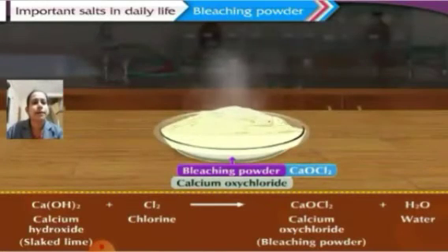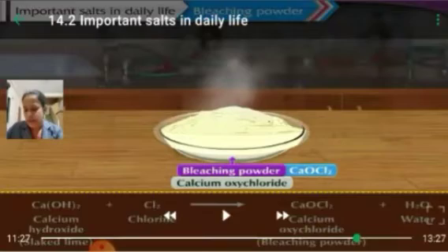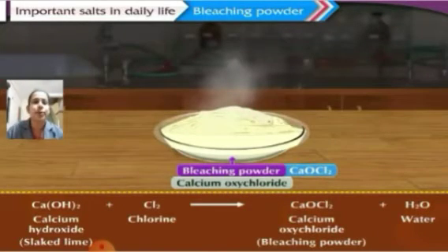You can see that calcium hydroxide can also be treated with chlorine gas. Now suppose we want to form bleaching powder, how can we prepare it industrially? For that you will require calcium hydroxide, also called slaked lime. When it reacts with chlorine gas, it forms calcium oxychloride, or bleaching powder, and water is given out. So bleaching powder is obtained by the reaction of chlorine gas with slaked lime.